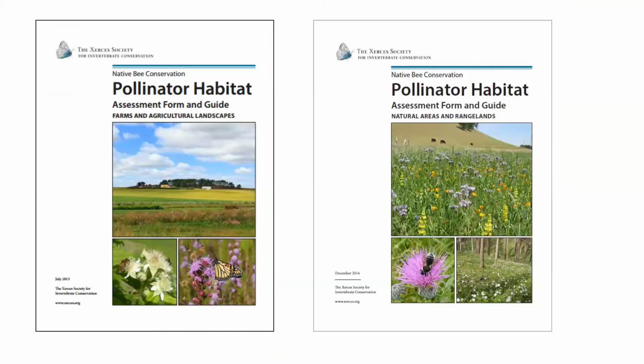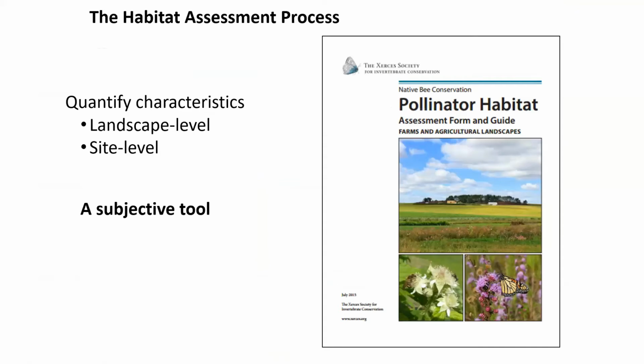There are two different HAGs for pollinators. The one on the left is for farms. The one on the right is for natural areas and rangelands. And the basic idea of either of these habitat assessment guides is to look at landscape level characteristics and site level characteristics. It is a subjective tool. You're going out, and to a large degree, the main idea behind this is that different people going to the same site will come up with slightly different results, but hey, nothing's perfect.